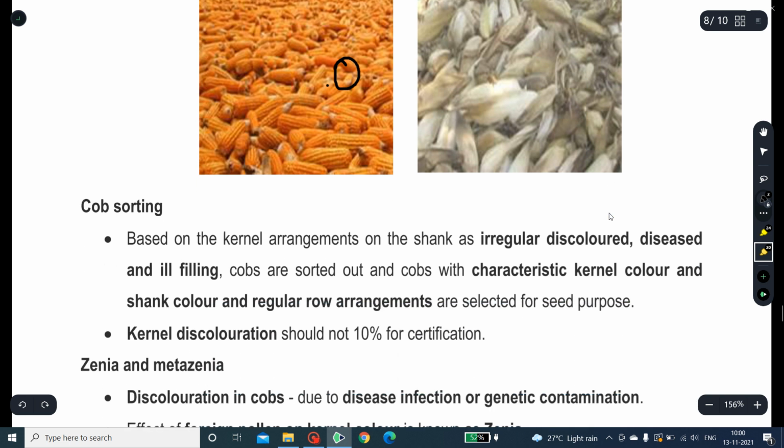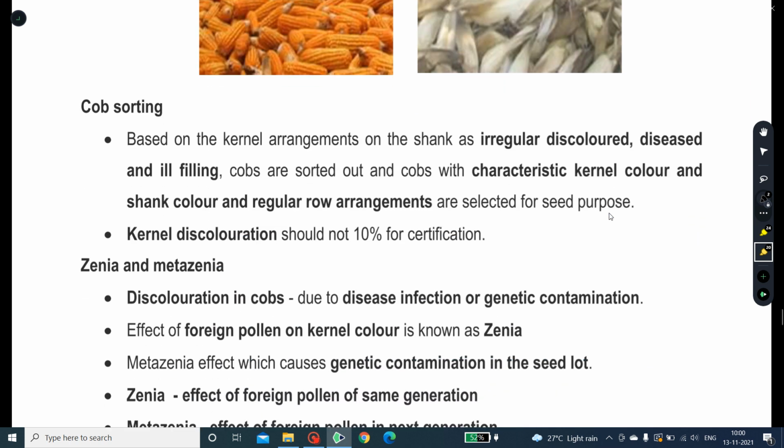And cob sorting. Based on the kernel arrangement on the shank, irregular, discolored, diseased and infilling cobs are sorted out, and cobs with the characteristic kernel color and shank color and regular row arrangement are selected for seed purpose. And kernel discoloration should not exceed 10% for certification.